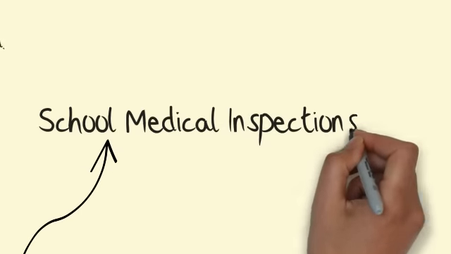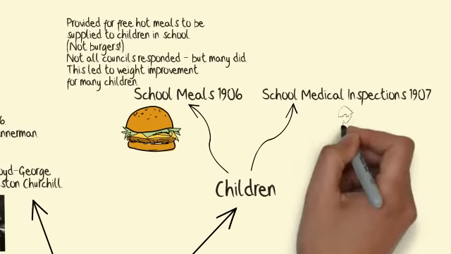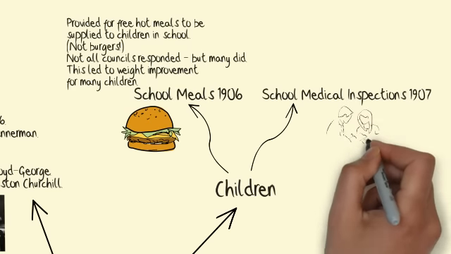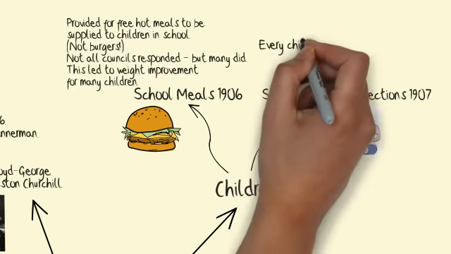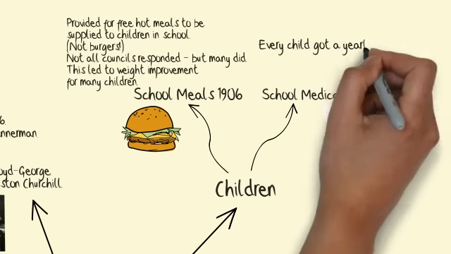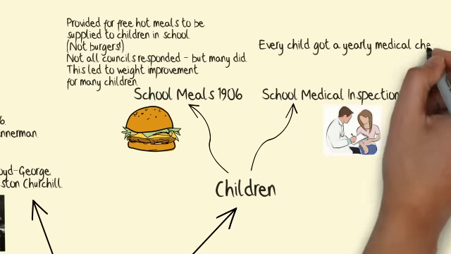In 1907, school medical inspections were introduced, in which every child got a yearly medical check. However, any treatment required still needed payment until 1912.